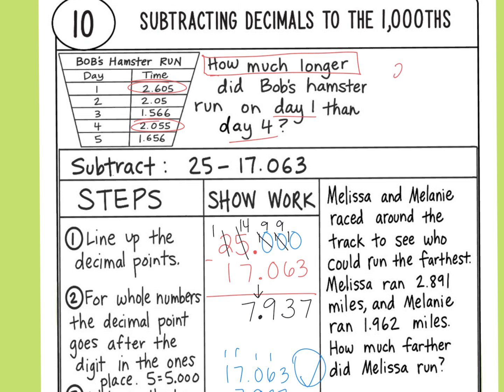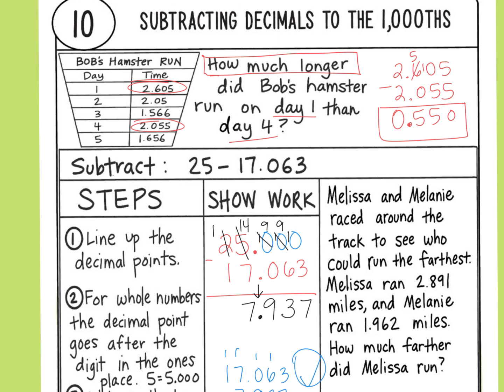So I'm going to take 2 and 605 thousandths, and I'm going to subtract 2 and 55 thousandths. Nothing else is needed here. I don't need zero the hero. Don't need to do anything special. Just got to make sure my decimals are lined up and then subtract. With a little bit of borrowing and regrouping, my answer should be 0 and 550 thousandths.